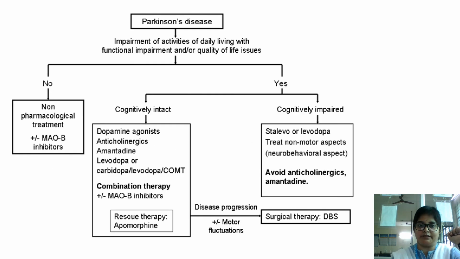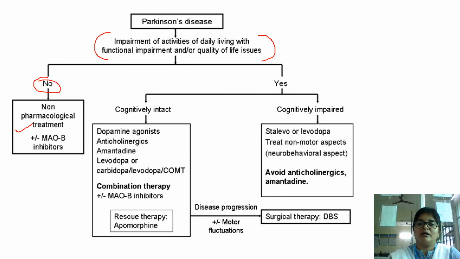And then coming to the treatment. So here we will go with the treatment depending upon the symptoms. If a person with Parkinson's disease has impairment of activities of daily living with functional impairment and or quality of life issues, like the person is not able to hold objects, or can't move properly, or is not able to swallow, unnecessarily drooling, like that. If no such symptoms are there, then only non-pharmacological treatment will be given with or without MAO-B inhibitors.